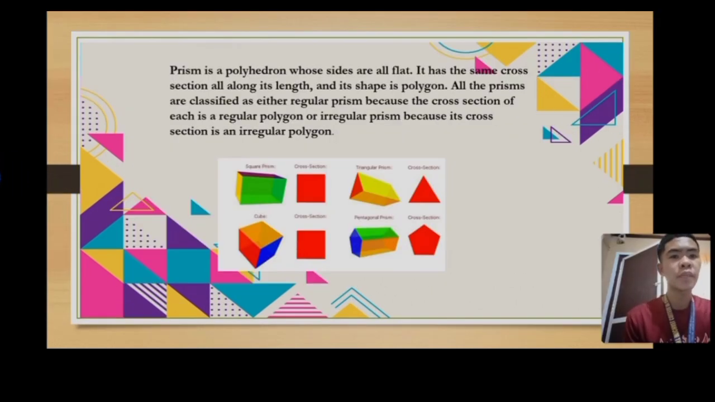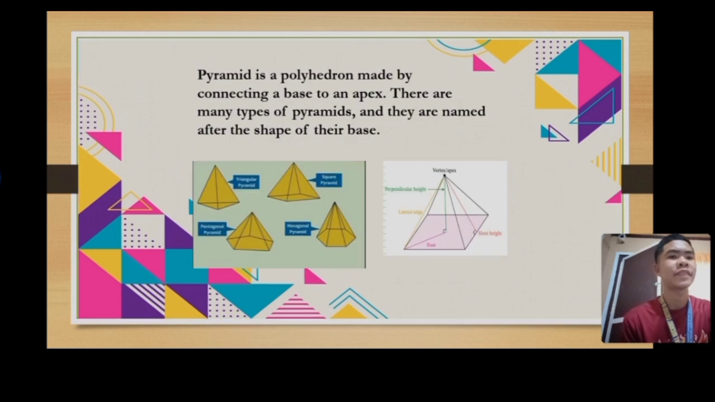A prism is a polyhedron whose sides are all flat. It has the same cross-section all along its length. It is a polygon shape. All prisms are classified as either a regular prism, because the cross-section of each is a regular polygon, or an irregular prism, because its cross-section is an irregular polygon.